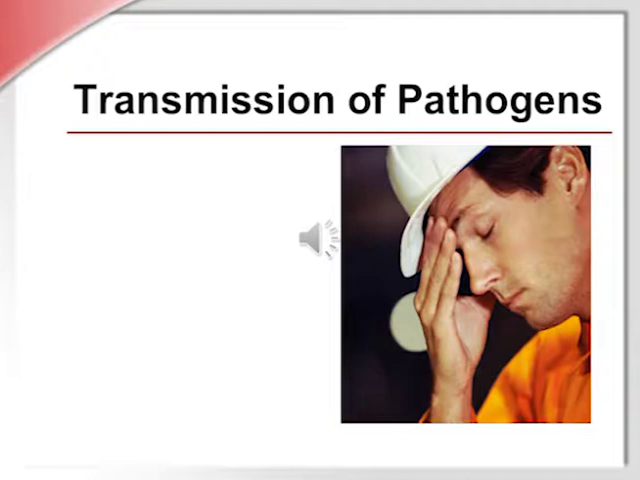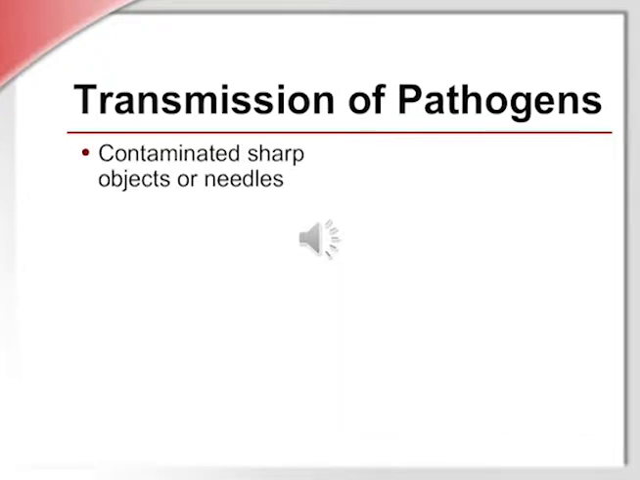Transmission of pathogens in the work environment is most likely to occur in the following ways. First, transmission by contaminated sharp objects or needles is the most common way if you are cut with a sharp object that is contaminated with infected blood or bodily fluids. Essentially, the contaminated blood or bodily fluid is being injected into your bloodstream through the cut.